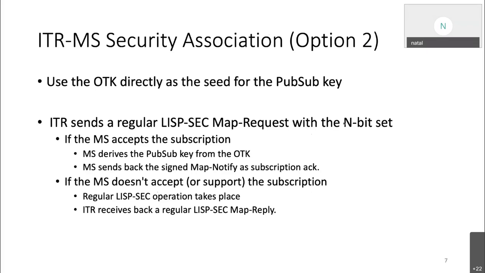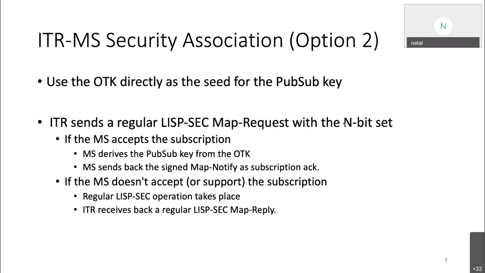I don't know if less secure is the right term. It seems to me that it has a different set of trade-offs in terms of security for convenience. But if this is secure enough, which may be, because theoretically the path from the ITR to the map server should be secure, then we can go with option two and be done with it.